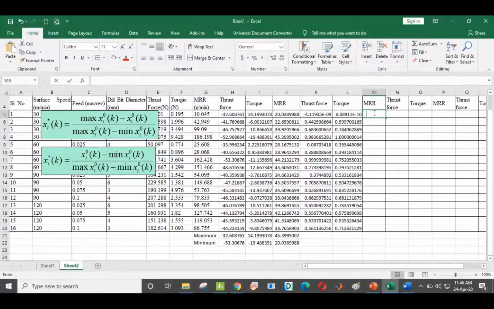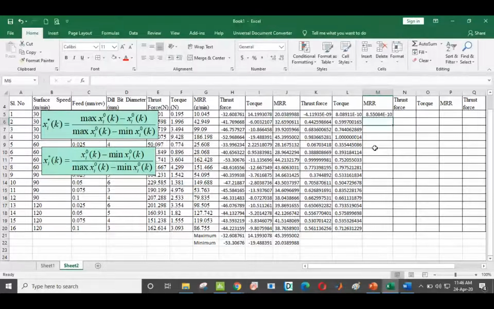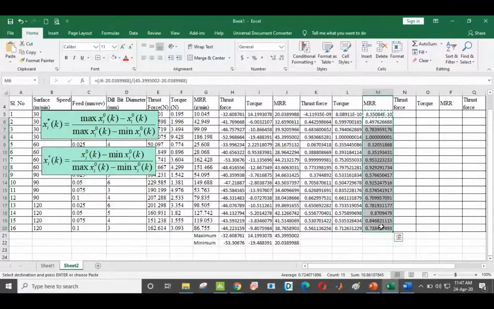And for MRR, the second formula that we have to use: the individual value minus the minimum value. The minimum value is 20.0389988, divided by the maximum value 45.399502 minus the minimum value 20.0389988. Everything is clear?